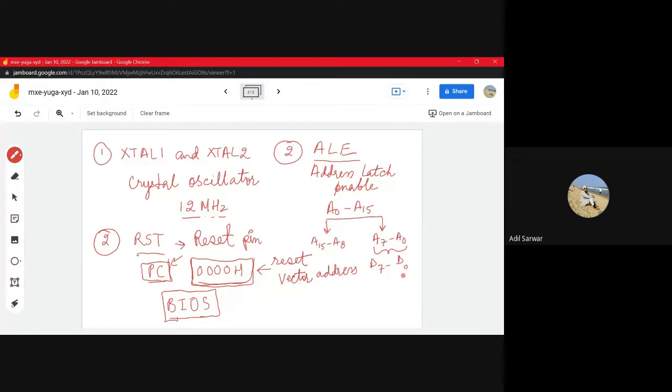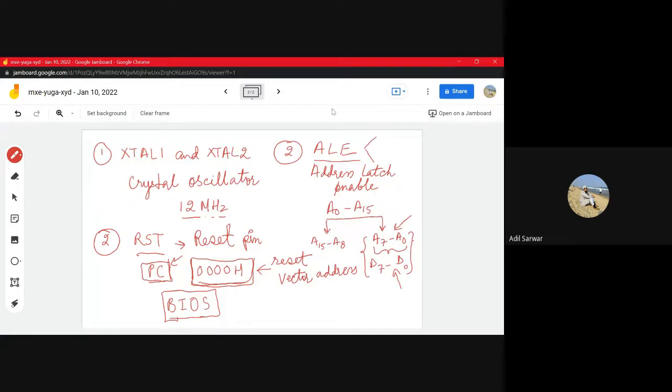data pins D0 to D7. That means the pins could be carrying the address or they could be carrying the data. But as I told you, it can happen one at a time. So the pins are multiplexed. They could be carrying address or data depending on the value of ALE, address latch enable.